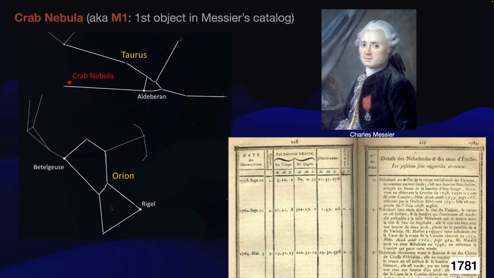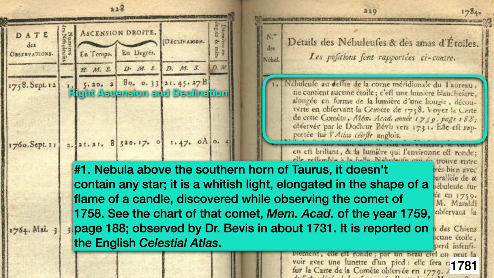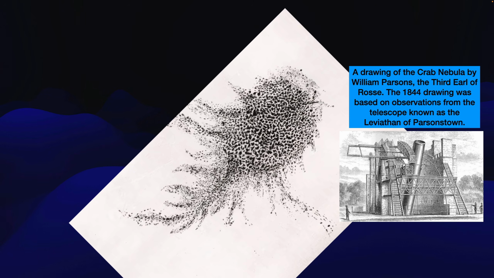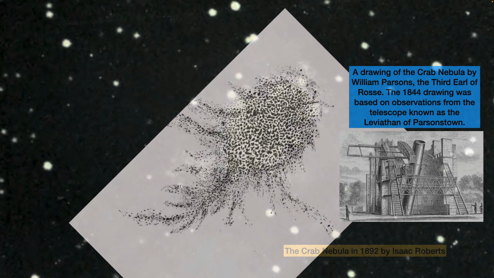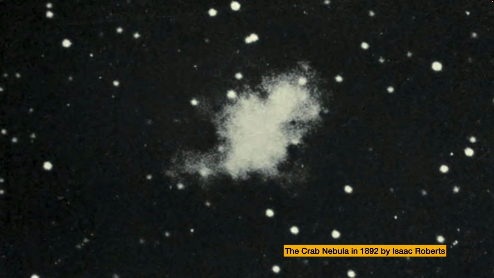them for comets. And it's in French, but you can kind of make out what it says about, above the southern horn of Taurus and other details. And over here on the left, you could see right ascension and declination for each of the objects. And that was way back in 1781, the first version of his catalog. Then in 1844, the first image we have of the Crab Nebula was actually a drawing done by William Parsons. And then let's fade in the first photograph of the nebula in 1892 by Isaac Roberts.